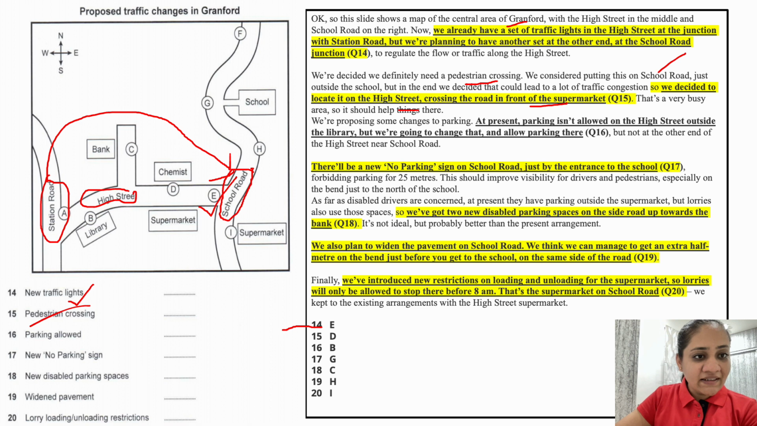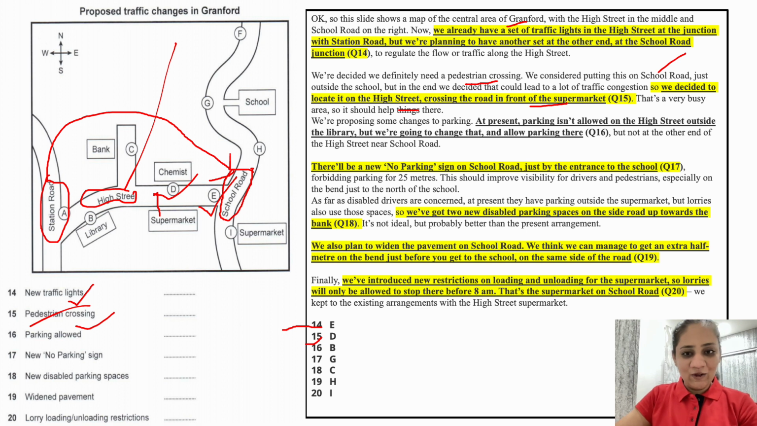So where is the high street? Yes, this is the high street crossing the road in front of the supermarket. Crossing the road in front of the supermarket, we have D, correct? So our pedestrian crossing's answer is what? D. Quite easy. Okay, let's see the next one.